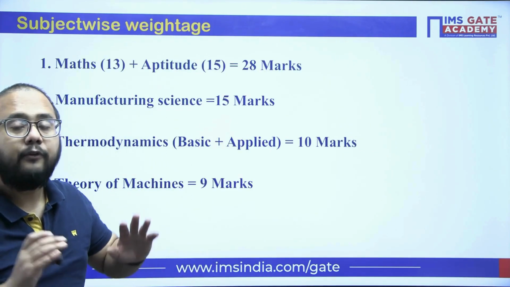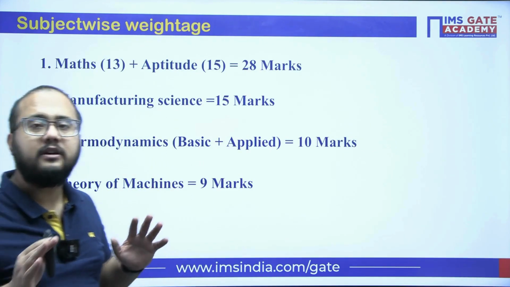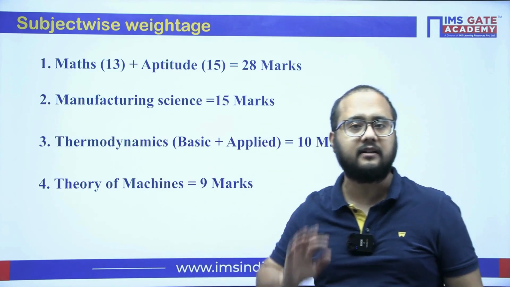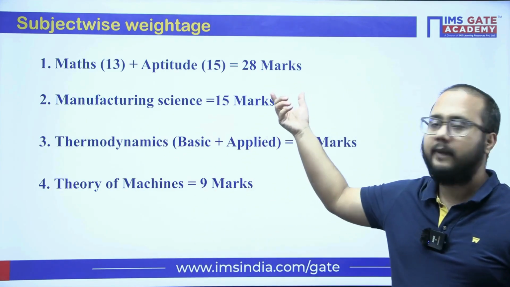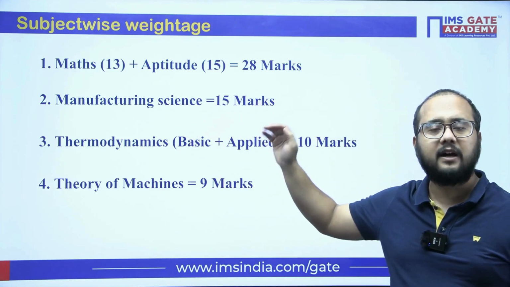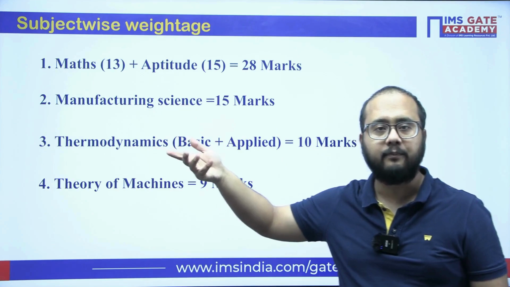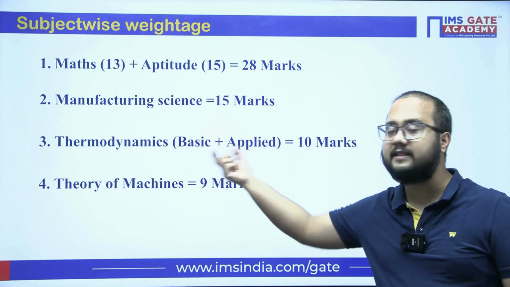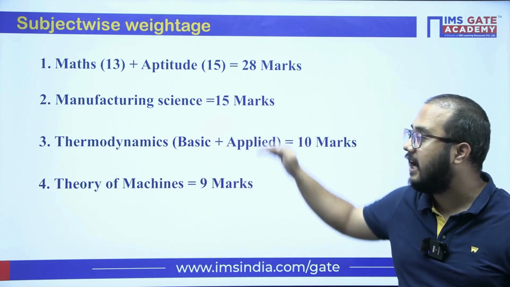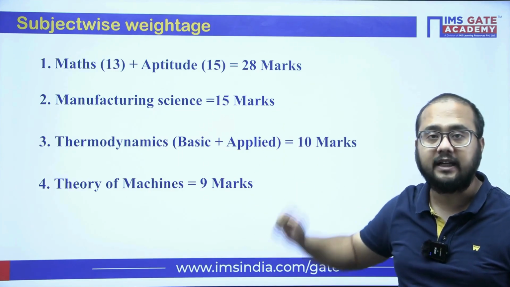Okay. Now if I talk about the weightage of the different subjects, this is an average weightage we have taken from the last 5 or 10 years, right. So maths and aptitude together 28 marks, manufacturing on an average 15 marks, sometimes more than 15 also it is coming. Thermodynamics, which includes basic and applied part, 10 marks, and theory of machines 9 marks. These are the high priority subjects based on the weightage.